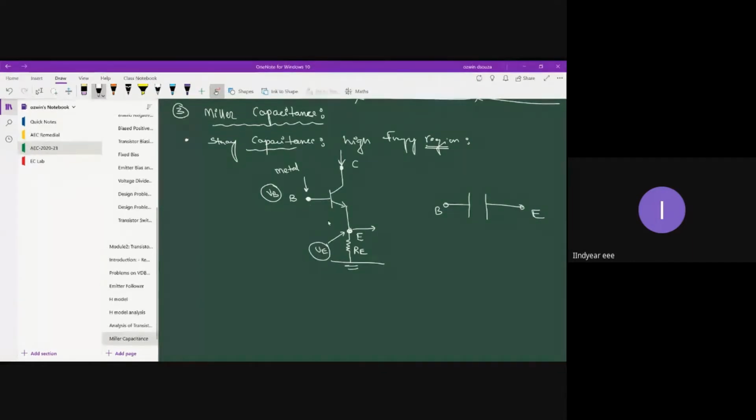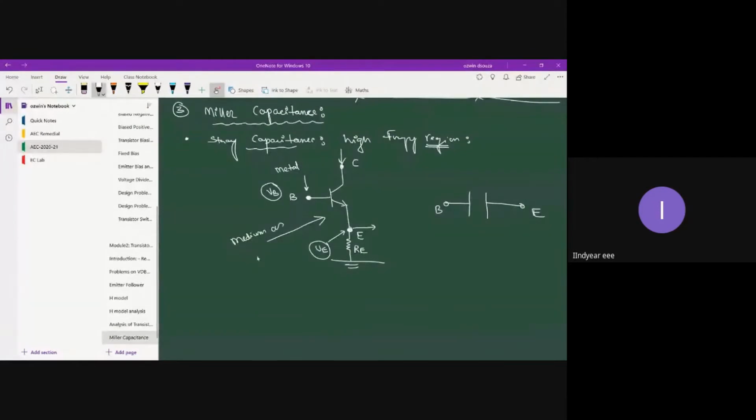Now, between base and emitter, what do you have? Between base and emitter, you have the medium as air. Are you following? Between base and emitter terminal, the medium is air. So, between the two metal electrodes, you have air. And air is a dielectric medium, so air is an insulating medium. Air is an insulator.